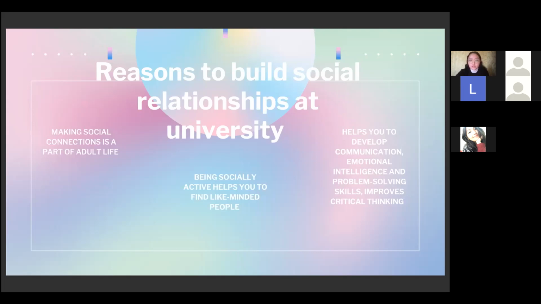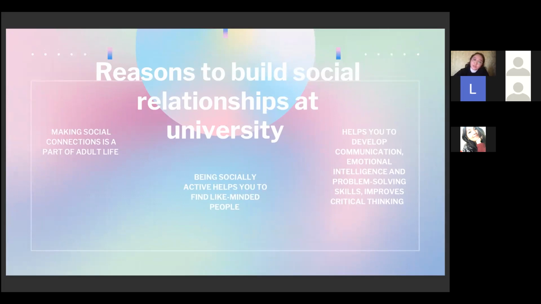First, making social connections is a part of adult life. Secondly, being socially active helps you to find likable people. And thirdly, most importantly, it helps you to build communication, emotional intelligence, and problem-solving skills, and helps you to improve critical thinking skills.